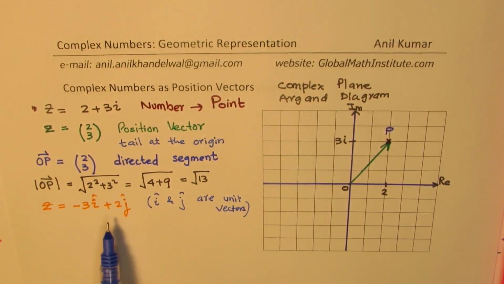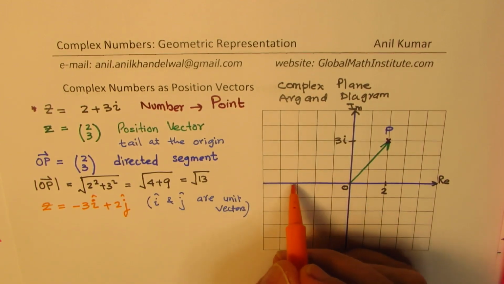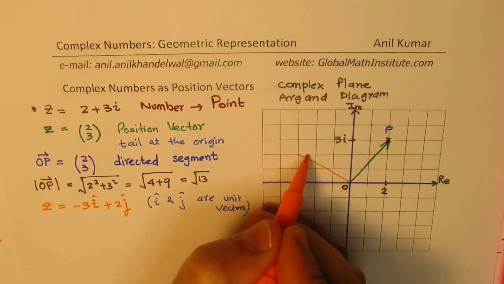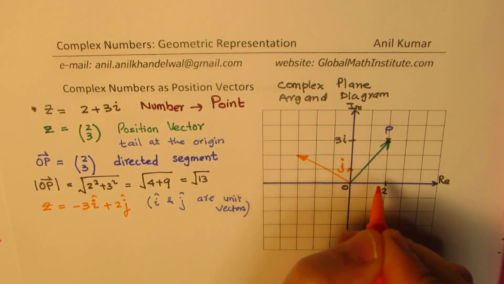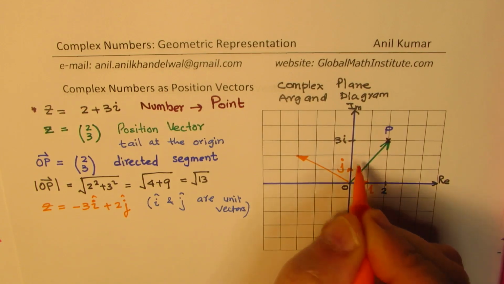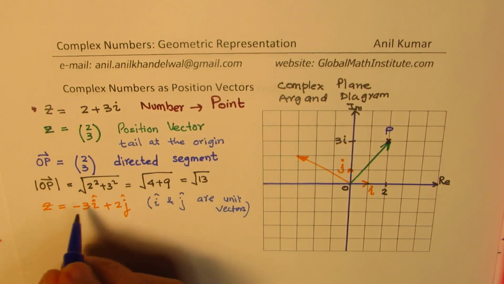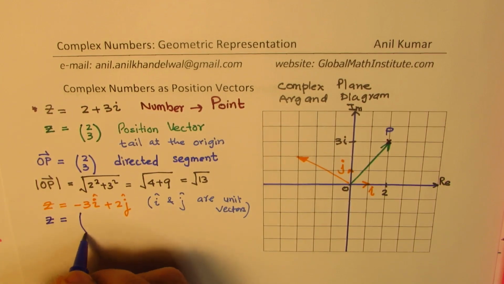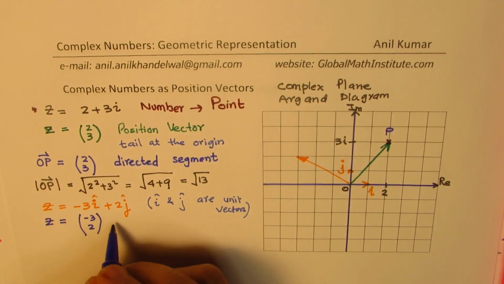So that complex number can also be represented here as minus 3i means 1, 2, 3, and 2j means this. So in that case, when you are representing unit vectors i and j, then basically this becomes vector j and that becomes vector i. So I've kind of mixed this up. However, when we are talking about complex numbers, we'll prefer to write this as minus 3, 2. So that is your complex number.